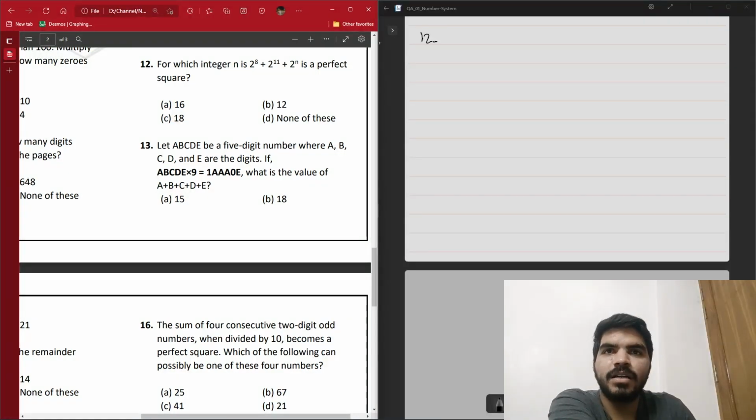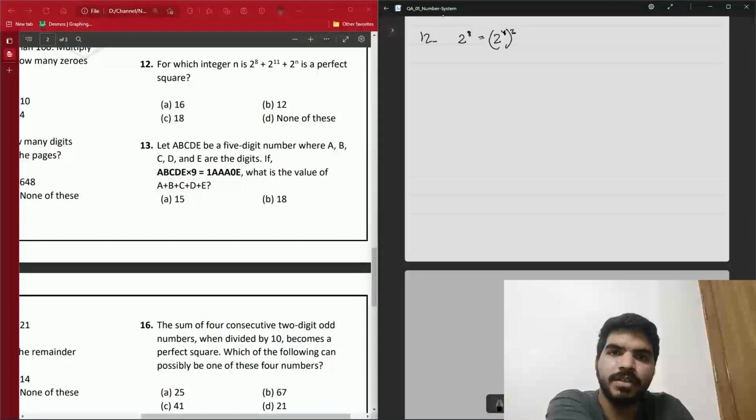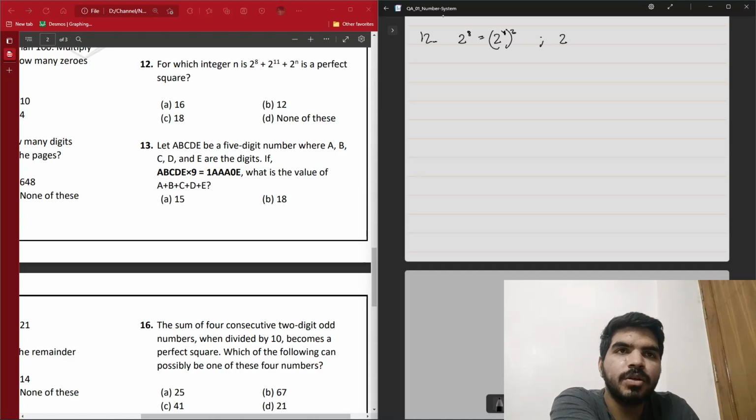2 to the power 8. Can we write it as 2 to the power 4 squared? Yes, we can. 2 to the power 11. Can we write it as 2 into 2 to the power 4 into 2 to the power 6? I guess we can. Now, if you are able to figure out, what I am doing is a perfect square.